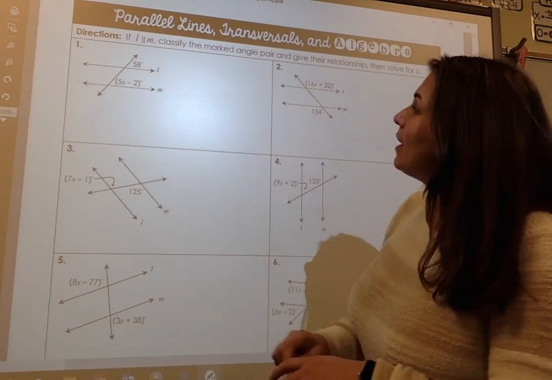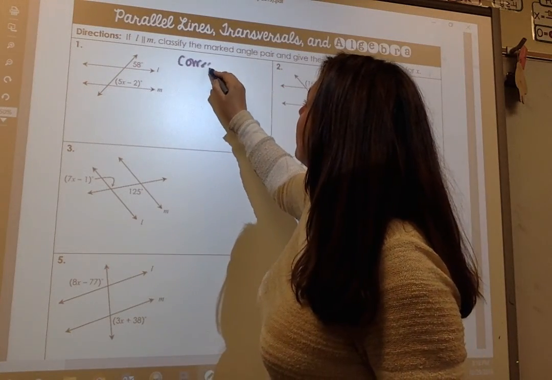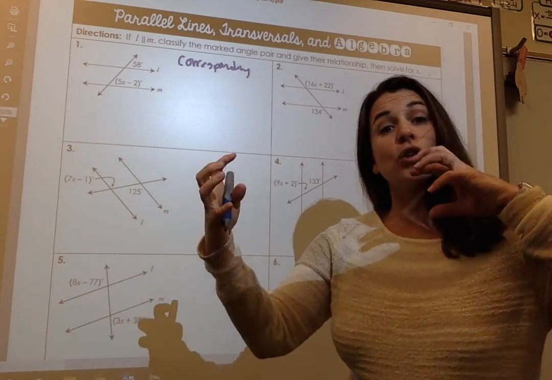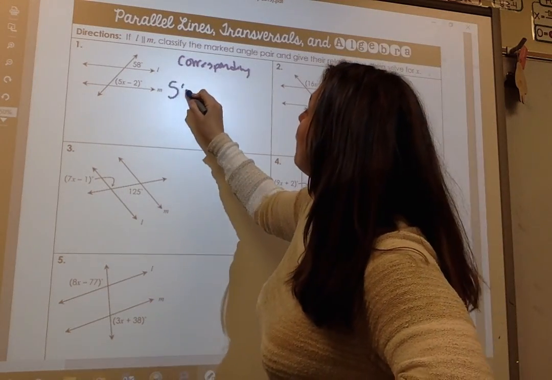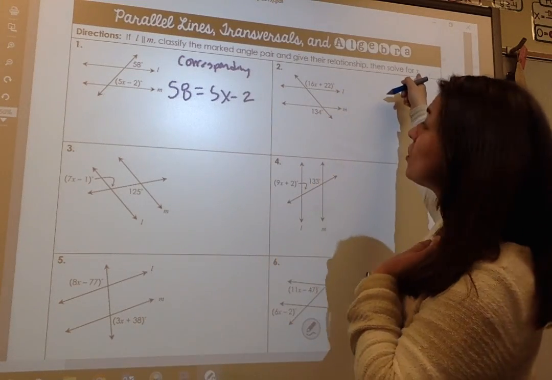So I know that these angles are corresponding. So first I'm going to put corresponding. And then what do we know about corresponding angles? Corresponding angles are congruent to each other. So I know that 58 equals 5x minus 2. And now I'm just going to solve for x.